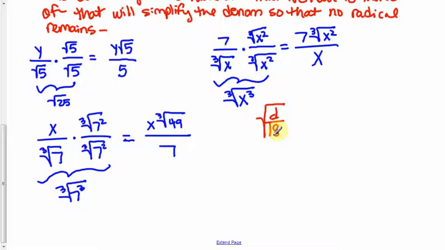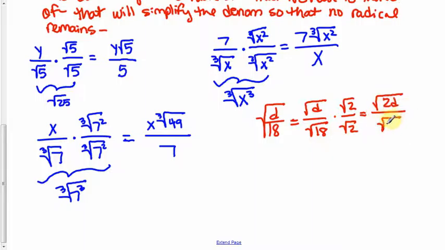Let's go through some multiples of 18. 18 times 2 is what? 36. Is 36 a perfect square? Sure is. So first of all, let's break it up into the square root of d over the square root of 18. You don't have to show this step if you don't want to, but I'm just trying to be consistent with what I'm writing. So if I multiply this times the square root of 2 over the square root of 2, will that make my radical go away in the denominator? What do I get? On top I get the square root of 2d, no biggie. In the bottom, I get the square root of 36.